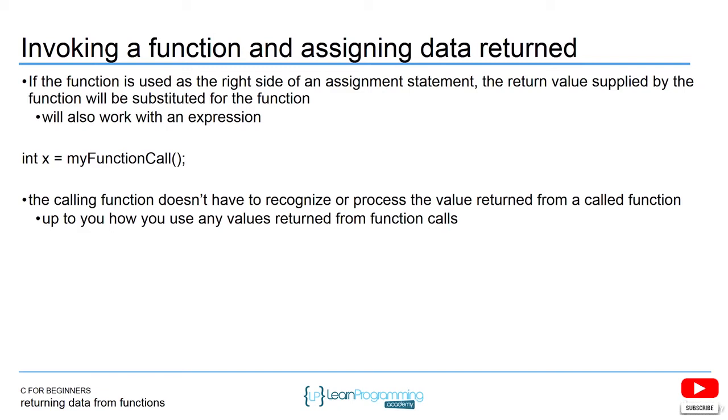The calling function doesn't have to recognize or process the value returned from a called function. You don't need to have that assignment there. If a function is returning data and you don't care about that data, you don't have to have the equals at all. You can just invoke the function. It wouldn't really make sense, because if it's returning data, it means that you probably need to look at it. But you don't have to do it. The compiler is not going to complain if you just invoke a function and don't handle the data. It's up to you how you want to use the data that's returned from function calls.